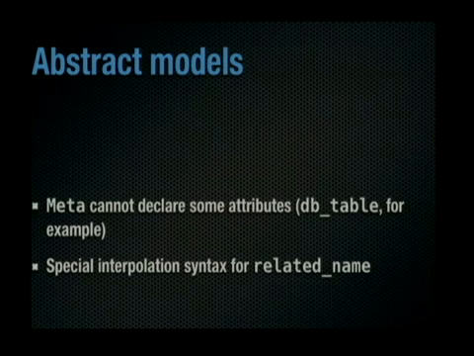Because you can end up inheriting a foreign key into multiple types of models, there is a special syntax for the related name value. Related name says what attribute we're going to stick on the model to access that relation. We don't want a name collision there. There's basically an interpolation syntax. This is covered in the documentation if you want to look it up.